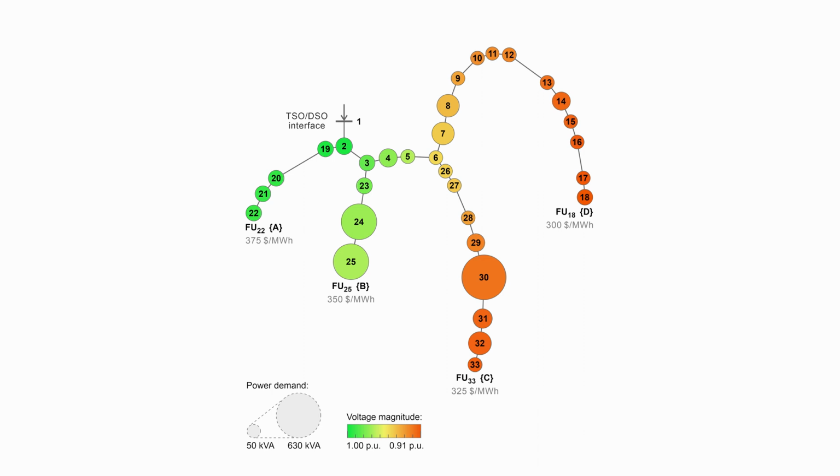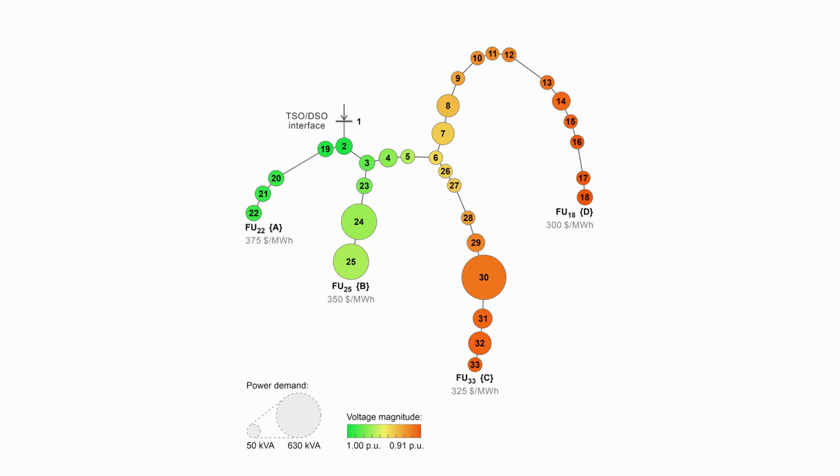Now, how can we analyze the flexibility of this network? Well, we decided to place 4 flexible units in this network, 1 at the end of each feeder. As you may see, we denote these units as FU, so there is FU22, FU25, 33, and 18. For simplicity, we will be calling these units not by their bus number, but as letters A, B, C, D.